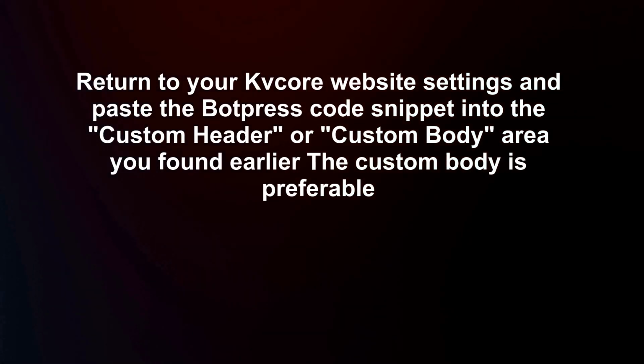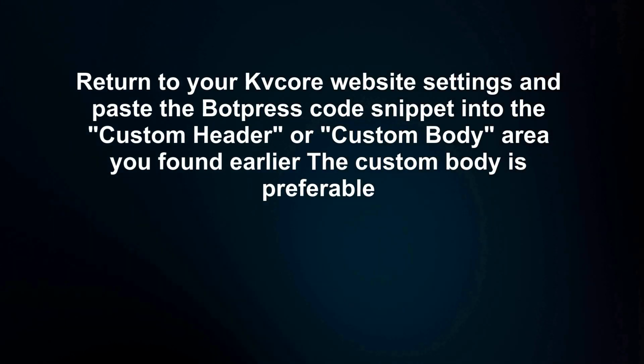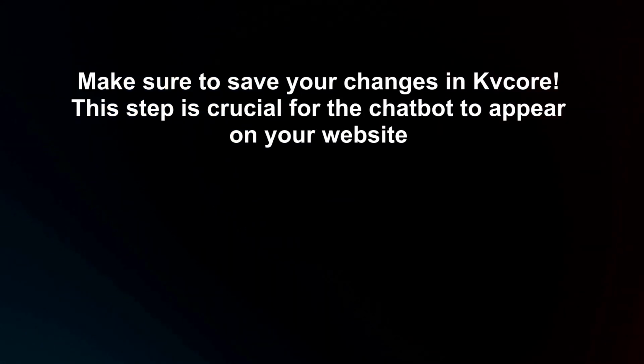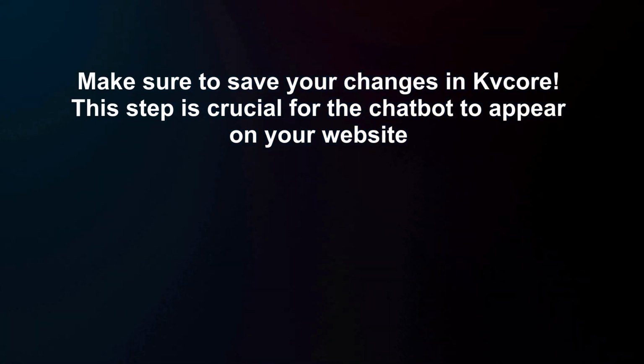Return to your Kvcore website settings and paste the Botpress code snippet into the custom header or custom body area you found earlier. The custom body is preferable. Make sure to save your changes in Kvcore. This step is crucial for the chatbot to appear on your website.